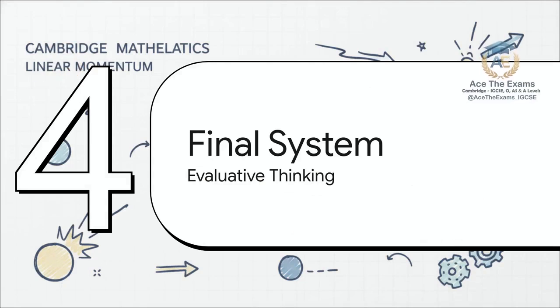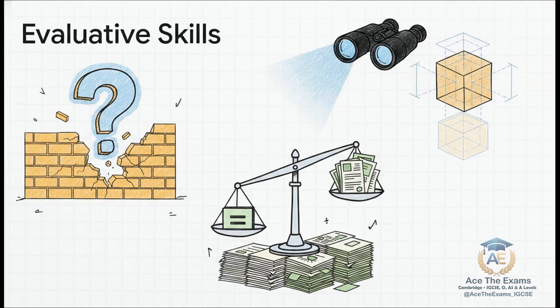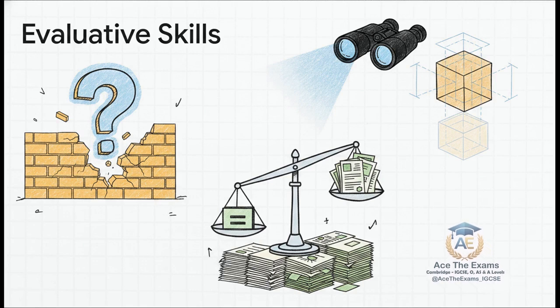Which brings us to Section 5, the final system and evaluative thinking. According to the syllabus, the higher-order assessment objectives demand the evaluation of alternatives and justified recommendations. So if you want to elevate your grade from a solid B to an undeniable A star, you need to master these 3 skills. First, question assumptions. In a lot of momentum problems, we assume no external forces are acting on the system. You need to be aware of that assumption.